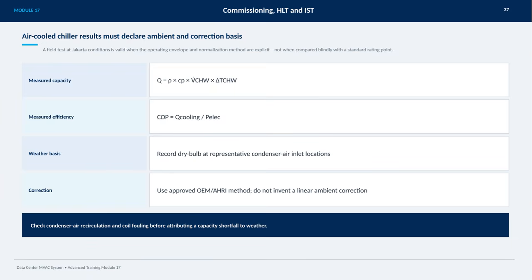Avoid creating your own linear ambient corrections. Finally, before blaming any capacity shortfall on weather conditions, make sure to check for condenser air recirculation and coil fouling, as these factors can significantly impact performance.